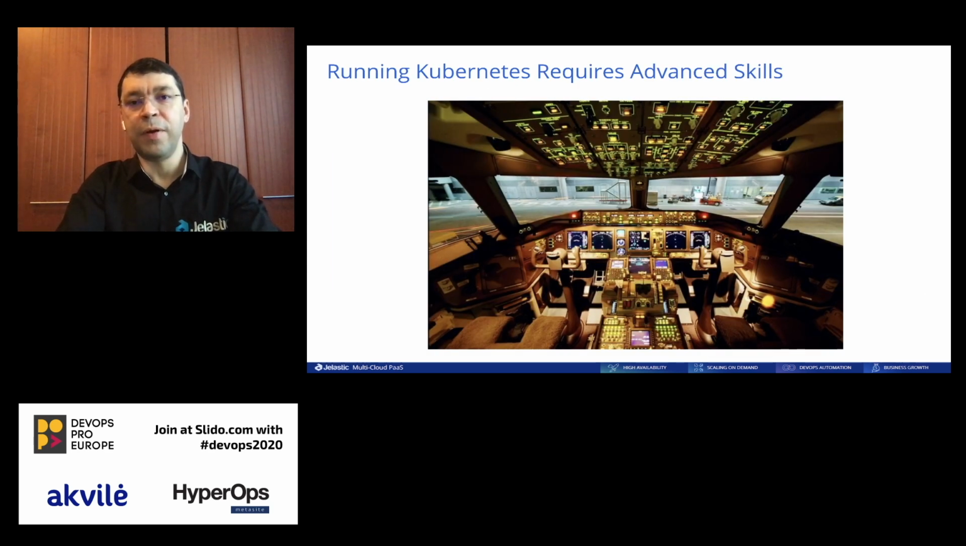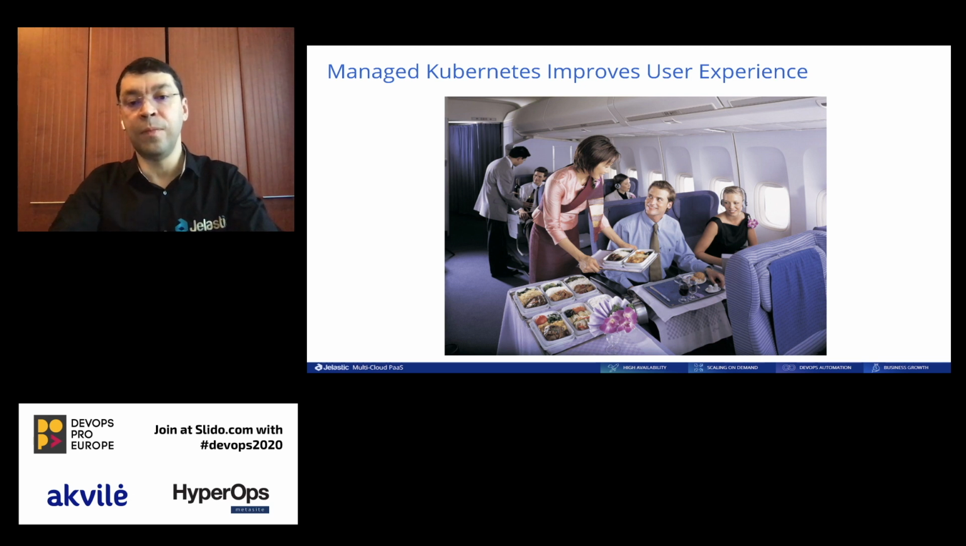Running Kubernetes can be compared to running an airplane. Yes, there are so many buttons and things you can tune and configure. So if you want to run Kubernetes on premise, you have to have an advanced team with the required skills to manage Kubernetes. On the other side, in public cloud, you can get a managed Kubernetes experience. So experts will do the dirty job for you, and you can enjoy just deploying applications inside a managed Kubernetes cluster.